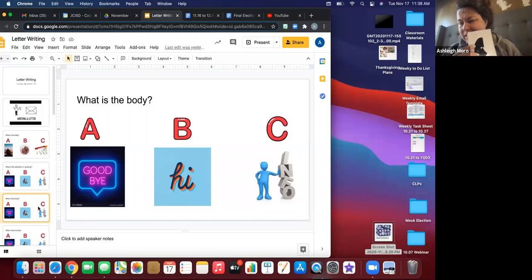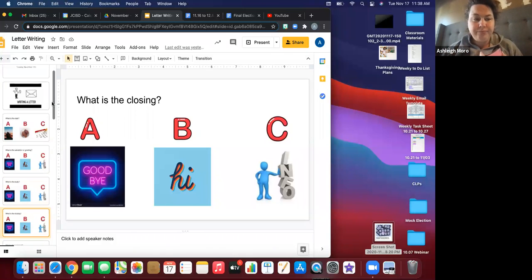Okay, AJ says C. Teachers are showing me C. What do you think, Mr. Omir? Mr. Omir says C. Destiny, do you agree with the boys? Oh, she says yes. All right. So the body is all of the information that you want to share with the person you're writing.